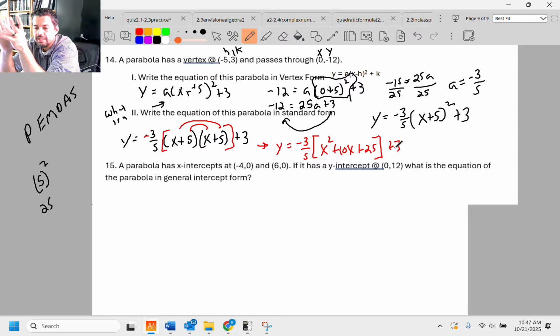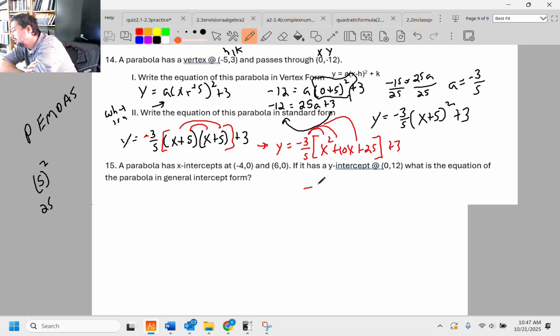That happens all the time. It's a common mistake. But that x squared plus 10x plus 25 is still inside something. A master bracket is really nothing more than a set of parentheses, but we're just going to distribute that -3/5 in and then drop the bracket. We'll have -3/5 of x squared.